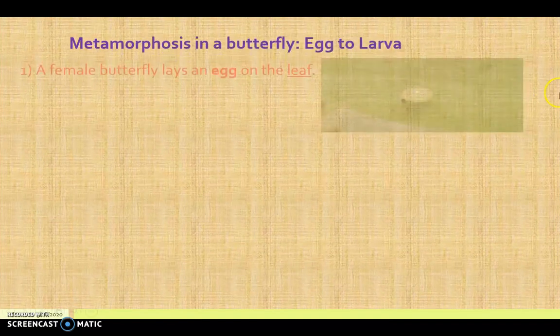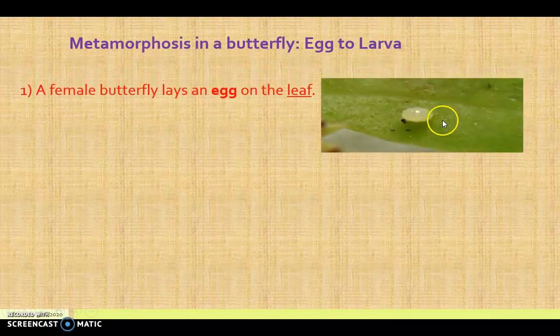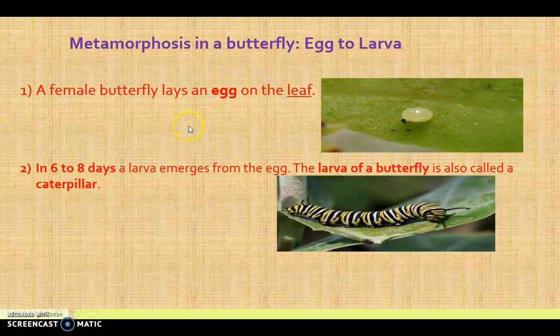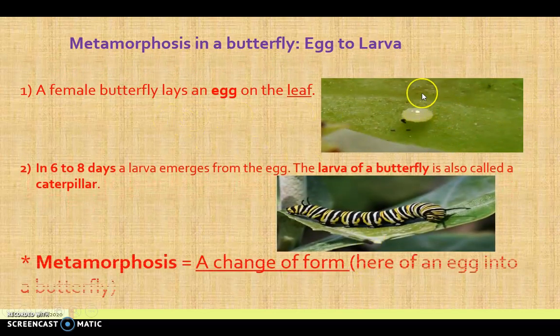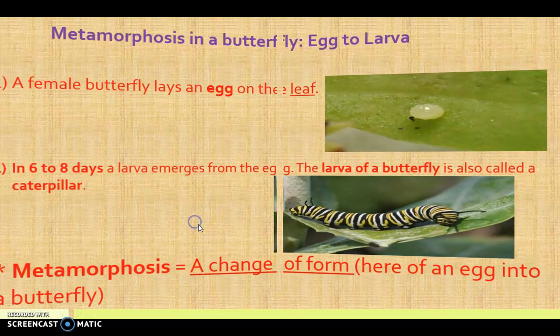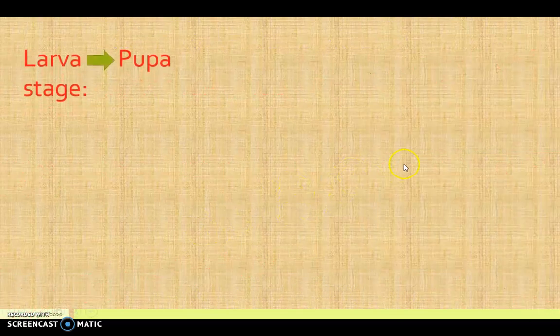Metamorphosis in a butterfly from an egg to larva. A female butterfly lays its egg on the leaf. In 6 to 8 days, a larva emerges from the egg. The larva of a butterfly is also called a caterpillar. Metamorphosis is a change of form, here in this case, from an egg to a butterfly.